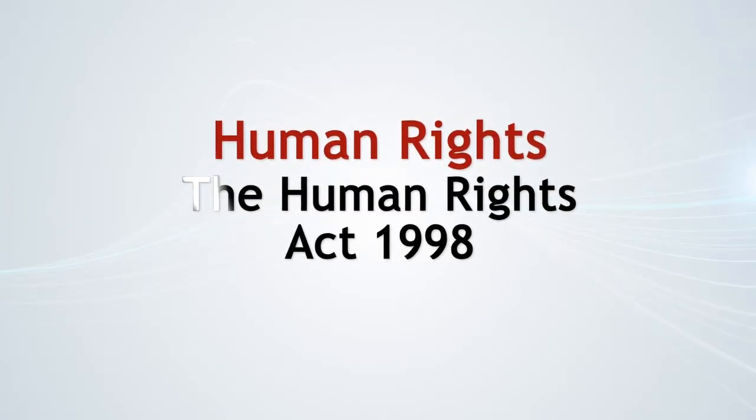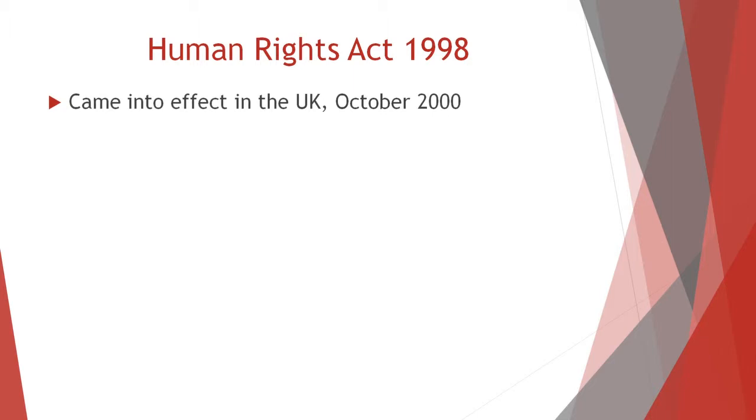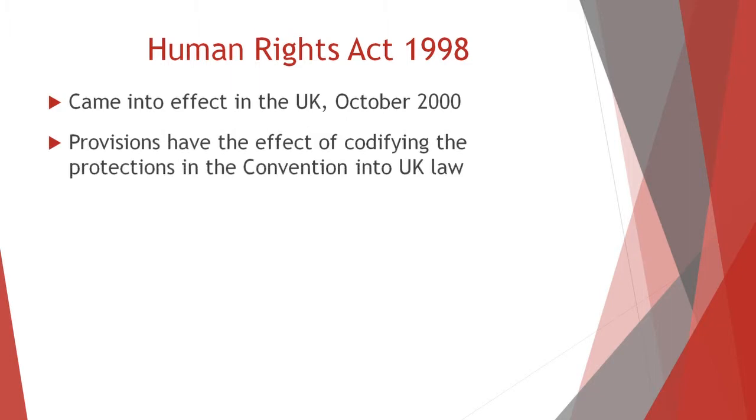In this module, we will discuss the Human Rights Act 1998. In October 2000, the Human Rights Act came into effect in the United Kingdom. It is comprised of a series of sections that have the effect of codifying the protections in the European Convention on Human Rights into UK law.